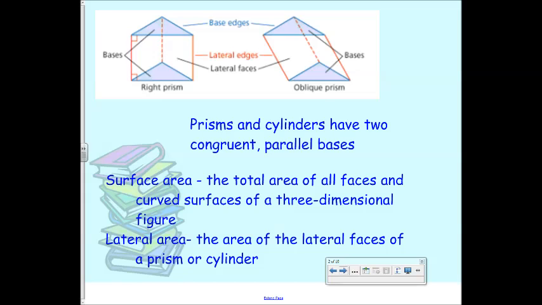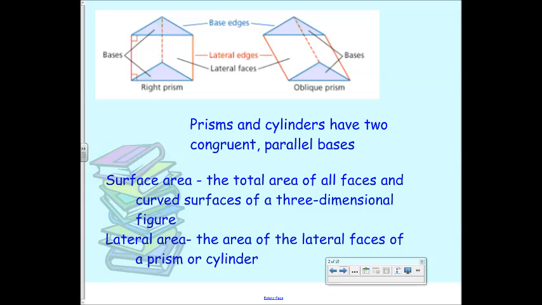All right, now surface area is the total area of all faces and curved surfaces of a three-dimensional figure. Essentially, if you take all the faces and find the area of each of those and put them together, that gives you the total surface area. Lateral area is the area of just the faces, but not including the bases. The way I think about it is lateral area is like if you were painting a room, it's the walls that you would paint. You don't usually paint the floor, and the ceiling's not usually the same color. So not including the bases, not the roof and the floor.